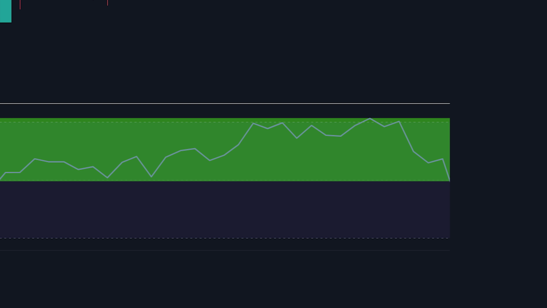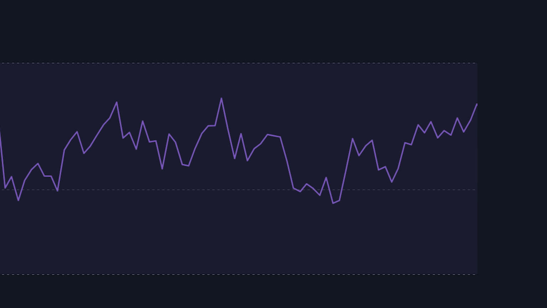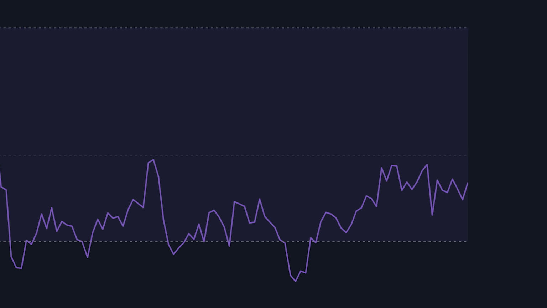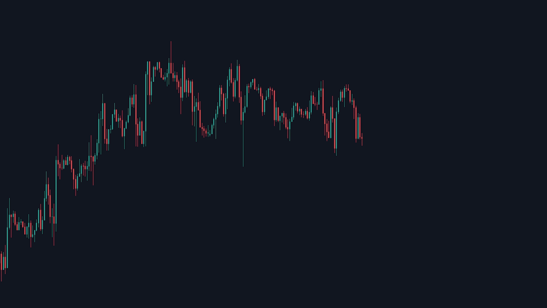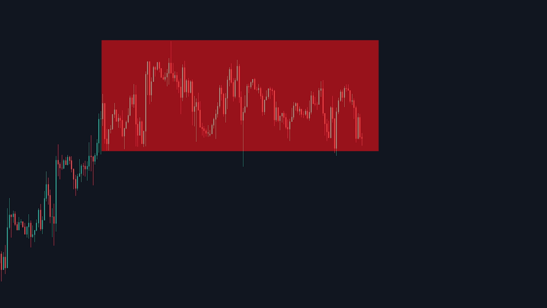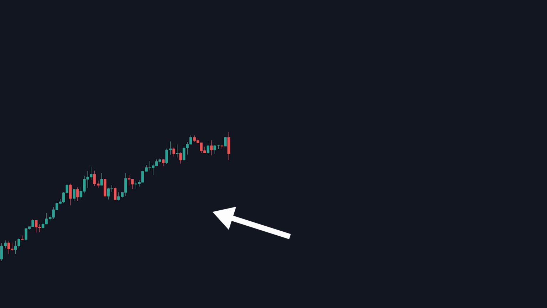If the chart was strong, the RSI would live in the upper quadrant and just bounce from the midline to the upper line. Same thing with weak charts. It would just live in the lower quadrant. Now, for the strategy to work, the chart needs to be trending. If the chart is moving sideways like this, the strategy will not work. We need the chart to be trending like this.